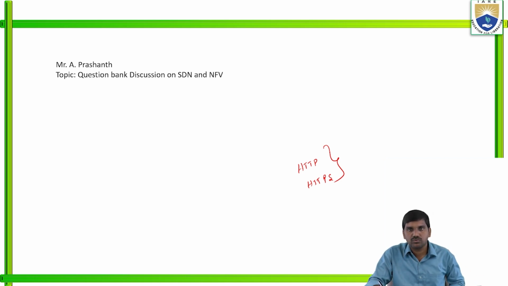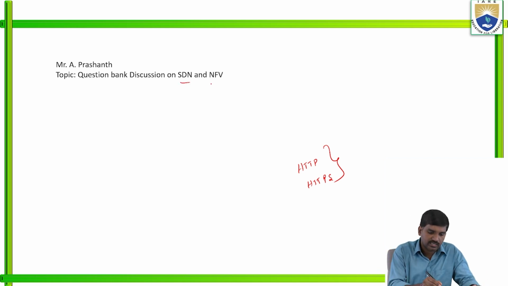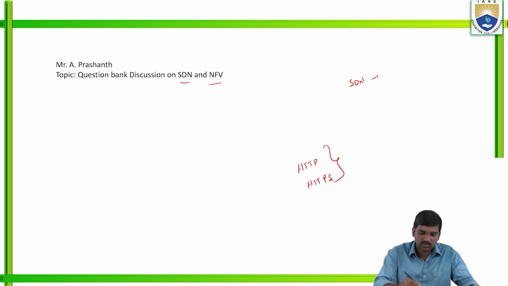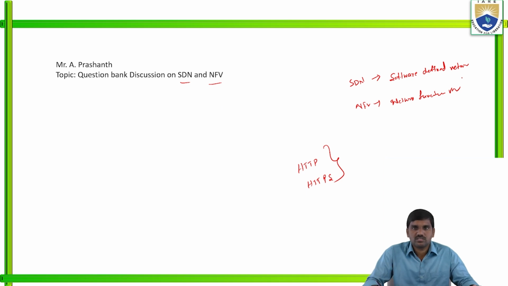Now we move into the question bank discussion on software defined networking and network function virtualization. These are the two important topics in module 2. SDN stands for software defined networking, and NFV stands for network function virtualization. I am going to discuss the question bank topics.